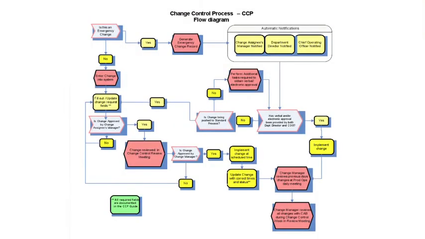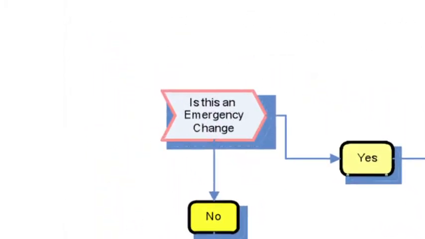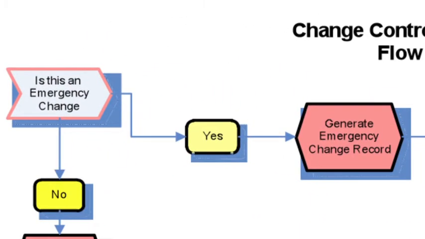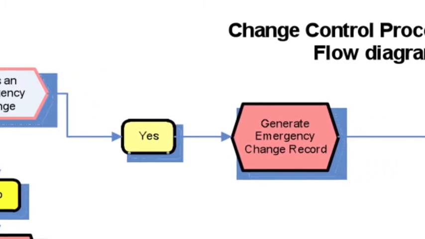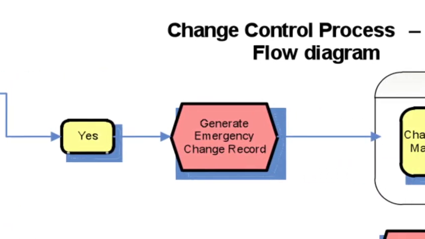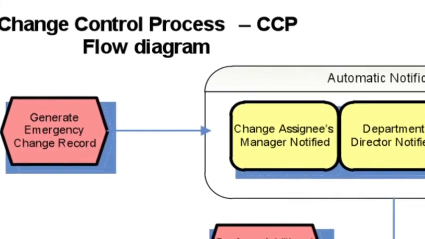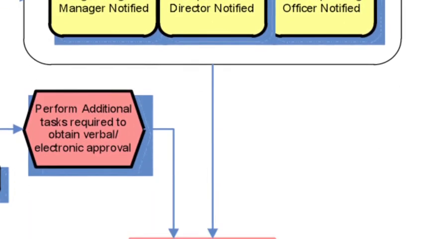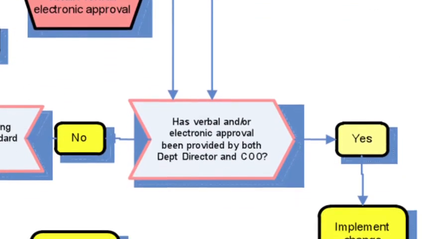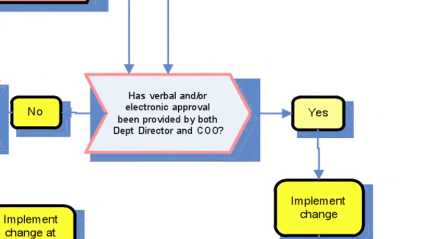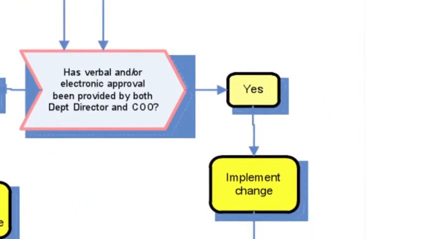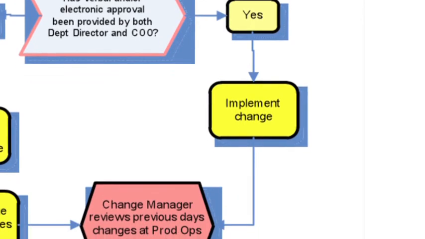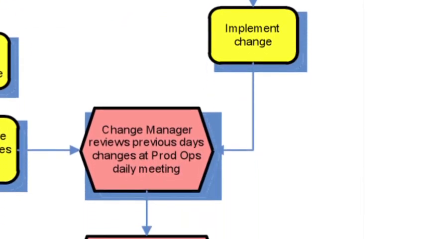Let's go back to the question, is this an emergency change? If the answer is yes, then the end user requesting the change will generate an emergency change record in the change control system. This will trigger automatic notifications to that person's manager, director, and the Chief Operating Officer or Deputy CIO. All three are required to give either a verbal or electronic approval of the change. At that point, the person who is required to do the change has permission to perform their actions and troubleshoot as needed in order to restore service where it needs to be.